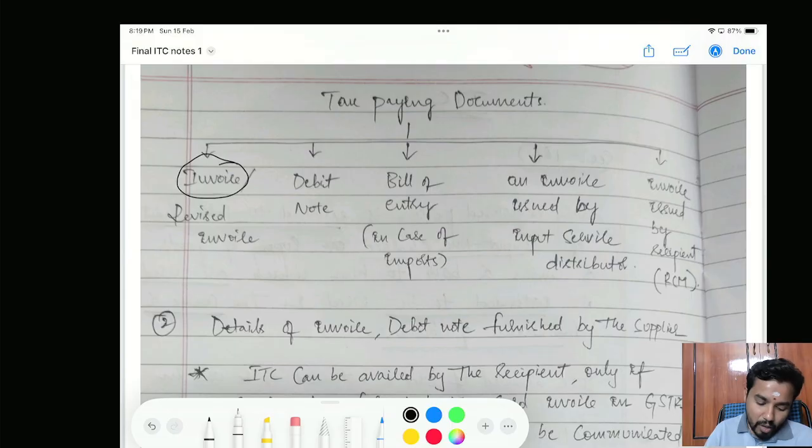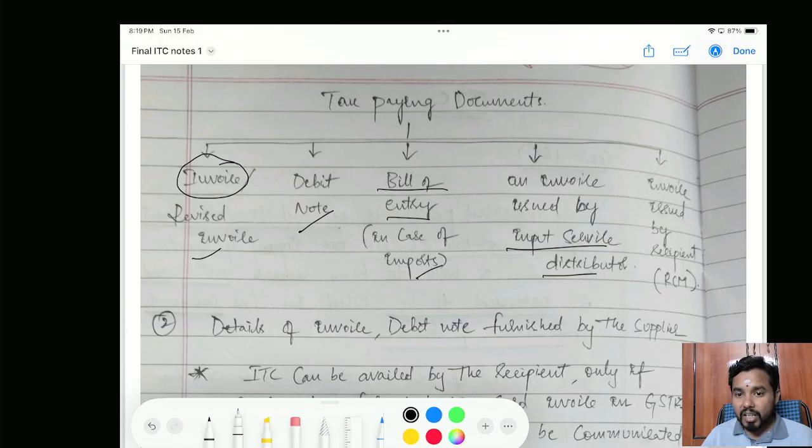First one: invoice or revised invoice, debit note, bill of entry in case of imports, an invoice issued by ISD, that is input service distributor, and invoice issued by recipient, that is RCM. Self invoice also will be there now. On the basis of self invoice also you can avail ITC. Simply speaking, invoice and debit note are there. However, invoice and debit note will not cover all the scenarios.